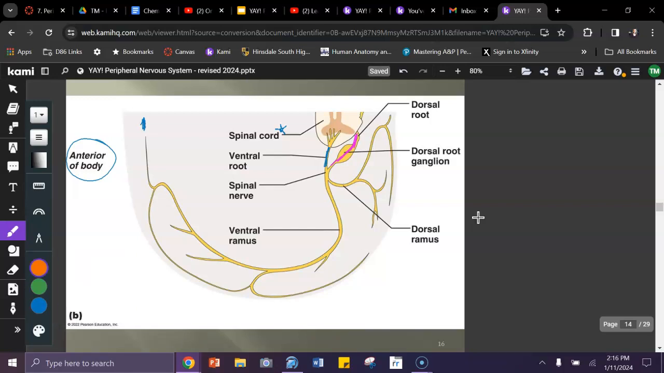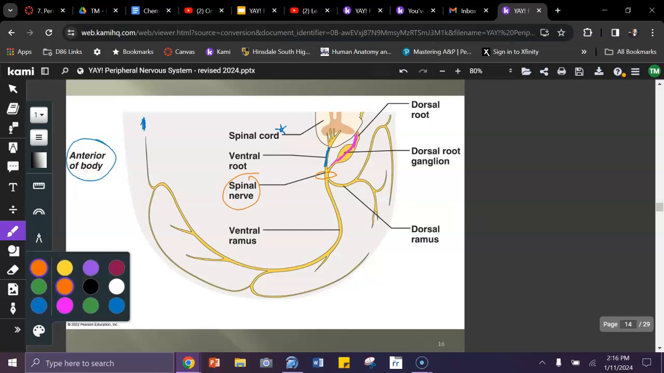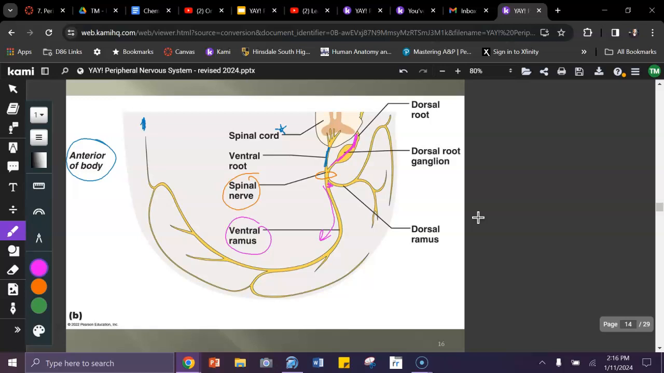And this area here that I'm circling in orange, this is our spinal nerve. So the spinal nerve just extends a very short way. It's not very long at all. And then where I'm putting this little pink star, it's going to split. So it's going to swing around to the front of the body, forming the ventral ramus, and then swing around to the back of the body, forming the dorsal ramus.